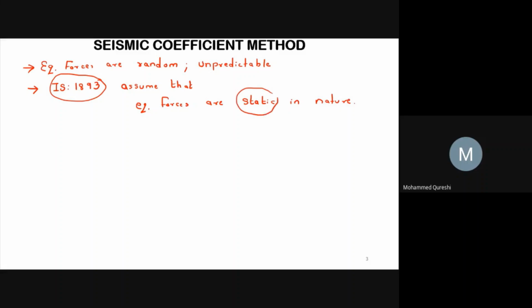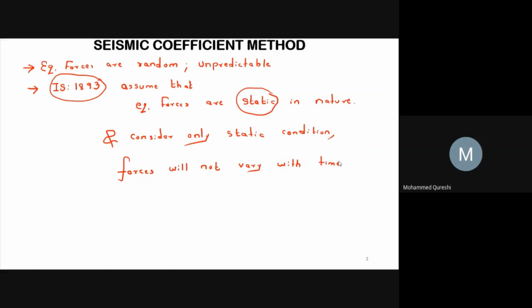What do you mean by static? Static means it does not change with time. And we know that if we consider only the static condition, then the forces will not vary with time.